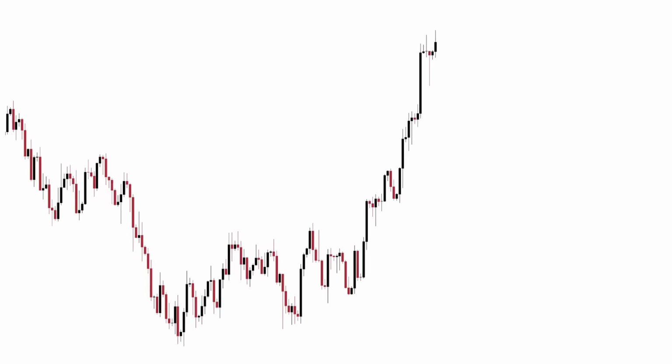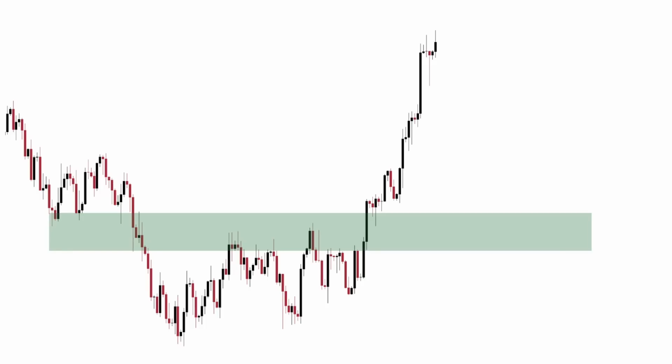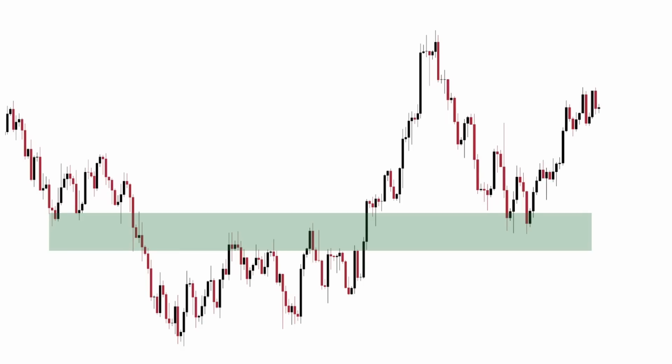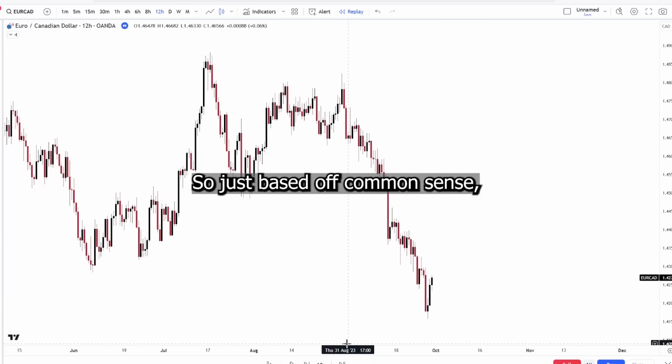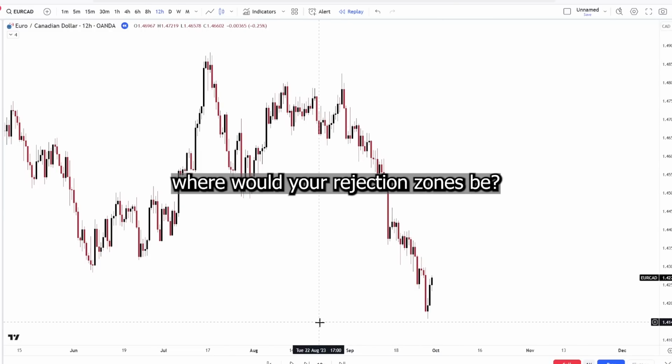So in this lesson, we're going to talk about high rejection zones. As you can see here, there's a lot of rejection in this area, and what happens is it forms a rejection zone. So when price does revisit this area, there's a high likelihood of a rejection. So just based off common sense, where would your rejection zones be?